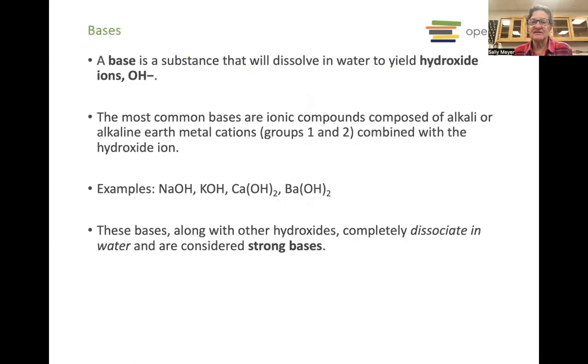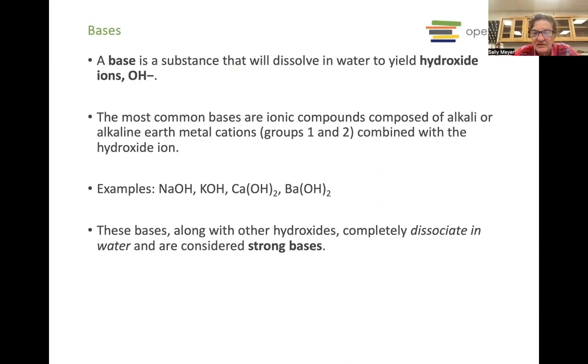So a base is a substance that will dissolve in water to yield hydroxide ions, which are OH-. The most common bases are ionic compounds composed of alkali or alkaline earth cations combined with the hydroxide. So that would be sodium hydroxide, potassium hydroxide. Notice calcium hydroxide, because it's a group 2, calcium would have a 2+, and hydroxide only has a -1. So you're going to get 2 hydroxides for every 1 calcium hydroxide. Same thing for the barium hydroxide. You get 2 hydroxides for every 1 barium hydroxide that dissolves.